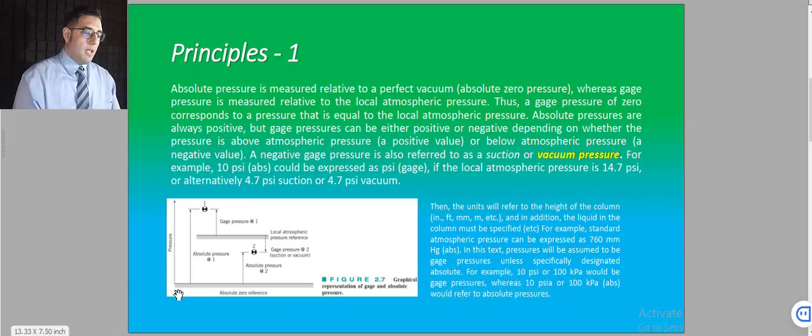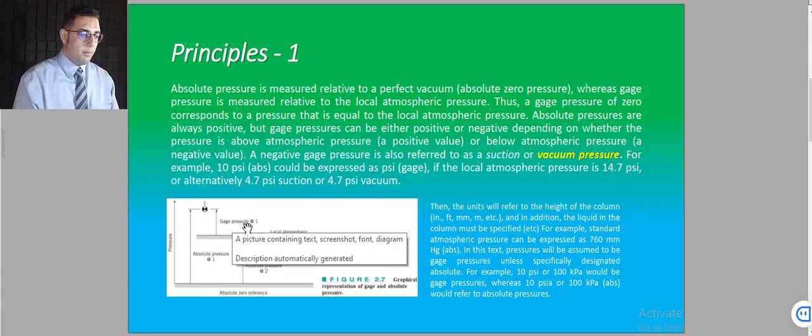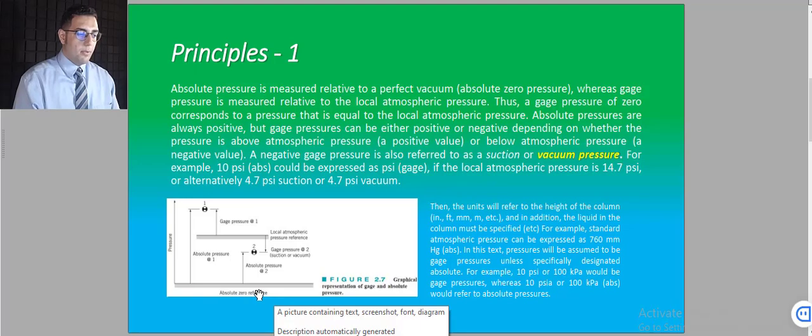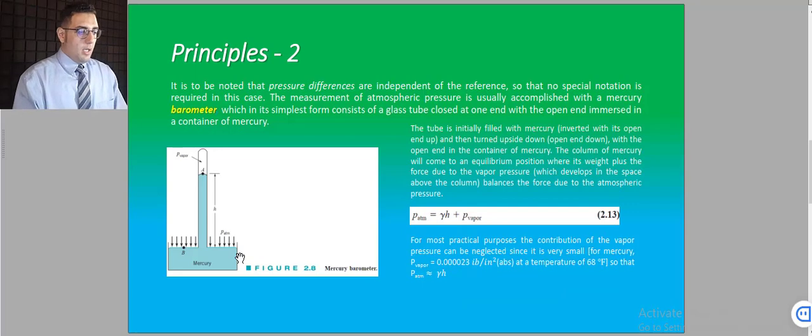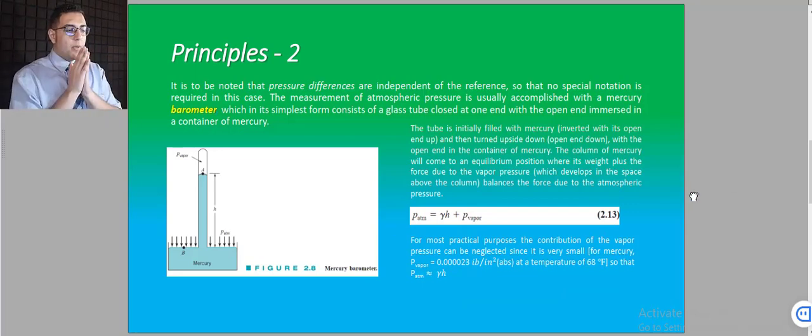So the absolute pressure is the combination of gauge pressure plus local atmospheric pressure, which is here. If we have a minus pressure, it is gauge pressure and it is vacuum or suction. But the sign of absolute pressure is always positive. So, how can we measure the pressure difference? This is the question.